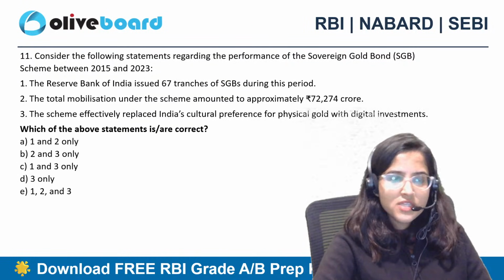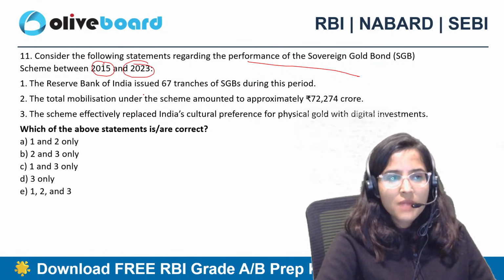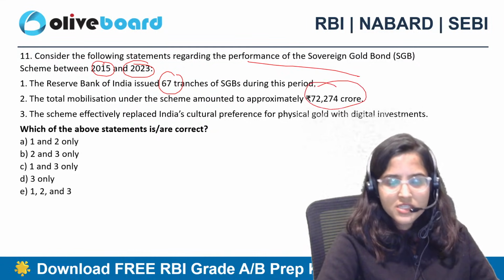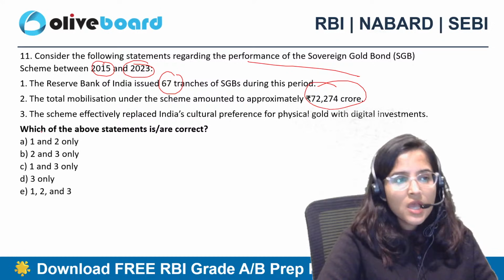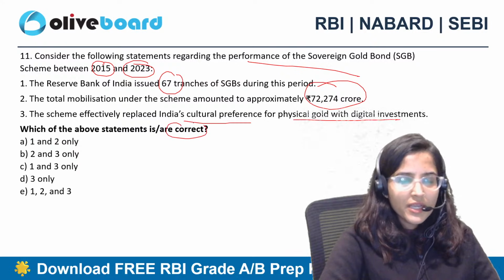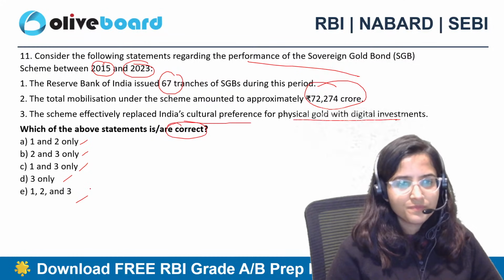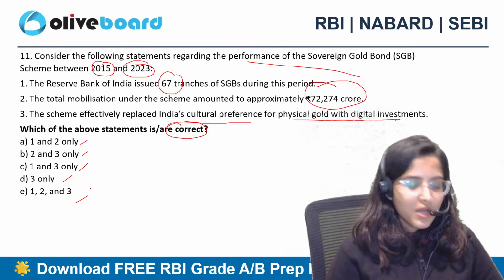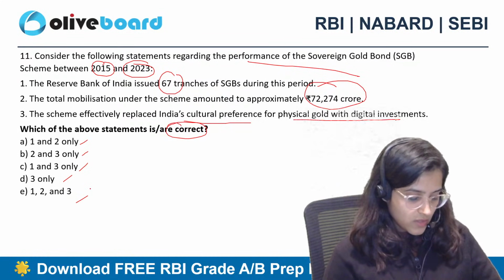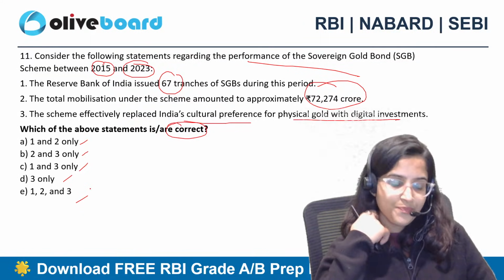11th question, consider the following statements regarding the performance of the sovereign gold bond scheme between 2015 and 2023. RBI issued 67 tranches of sovereign gold bonds during this period. Total mobilization under the scheme is approximately 72,274 crores. The scheme effectively replaced India's cultural preference for physical gold with digital investments. You have to find the correct option: 1 and 2 only, 2 and 3 only, 1 and 3 only, 3 only, or 1, 2 and 3. You have to tell me the correct statement out of these. 11E, I have received one answer, that is E. Anybody else?